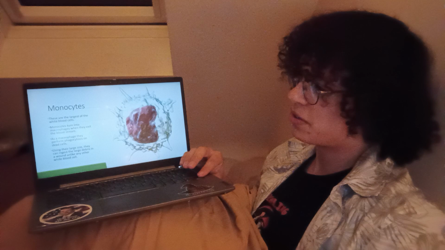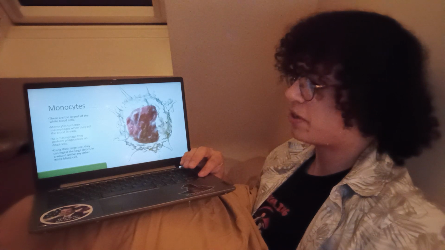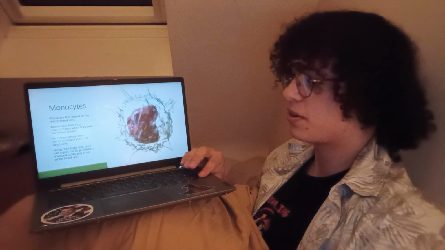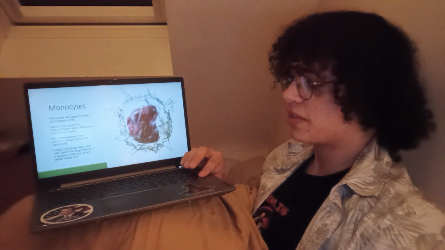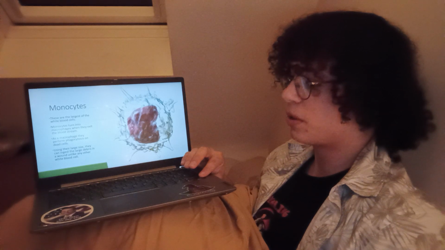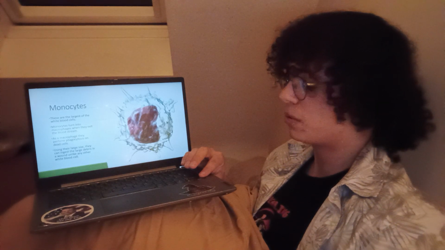Monocytes. These are the largest of the white blood cells. Monocytes turn into macrophages when they exit the bloodstream. As macrophages, they perform phagocytosis on dead cells. Using their large size, they can ingest large debris, and in a wound, they are unlike any other white blood cell.